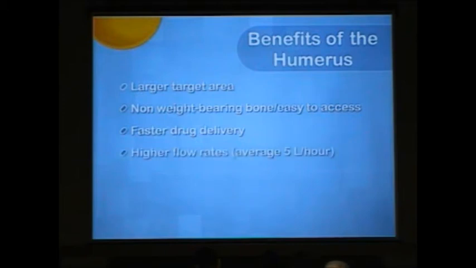The flow rates of the humerus are much higher than the tibia. You can get on average 5 liters an hour through the proximal humerus. In the tibia, you may only get about 1 or 2 liters an hour on average. So one more benefit of the humerus over the tibia. If you have someone in shock who needs a lot of IV fluid resuscitation or needs blood products and volume, the humerus is much better.